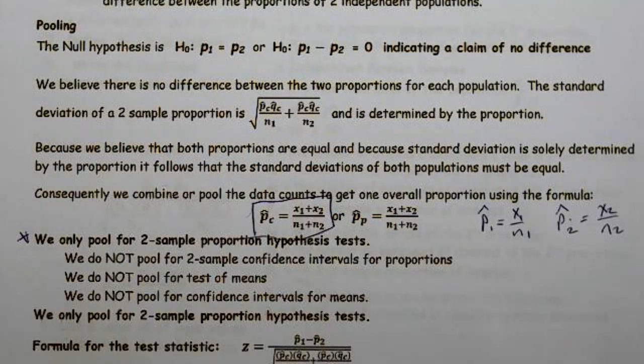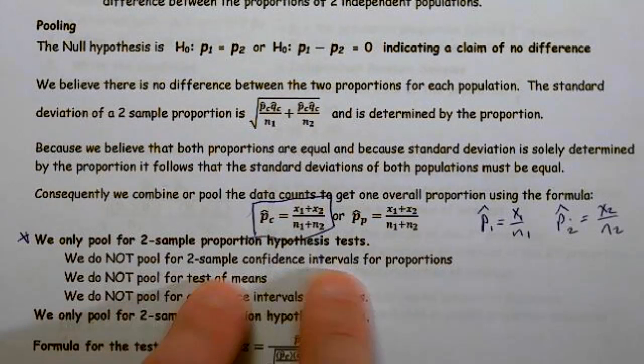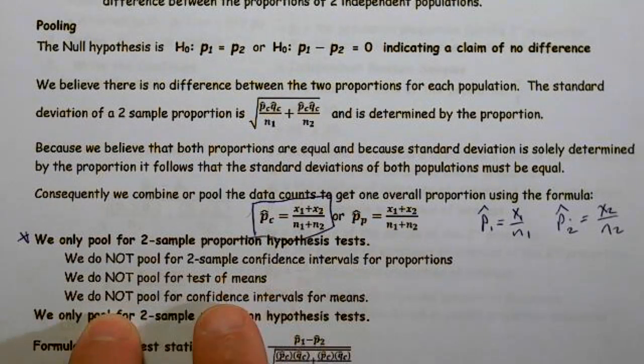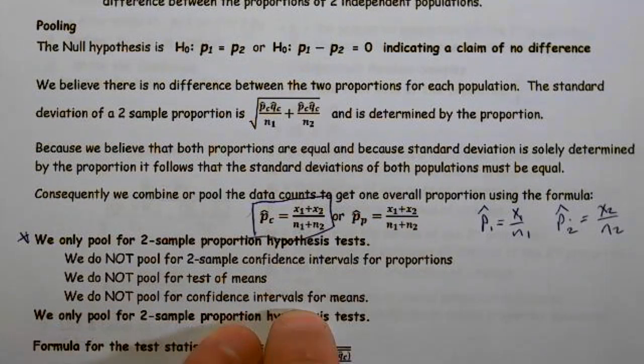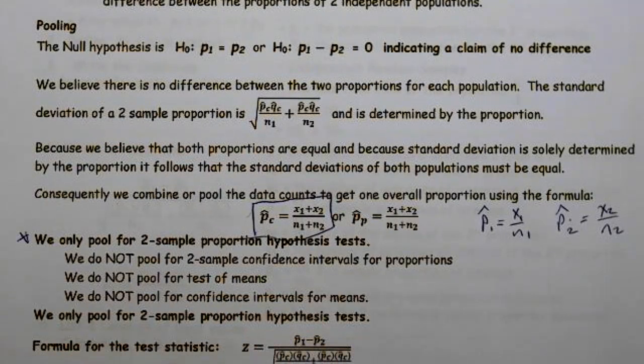So we only pool, this is super important. We only pool for two sample proportions for hypothesis test. We do not do it for confidence intervals. We do not do it for test for means. We do not pool for confidence intervals for mean. We only pool for two sample proportions for hypothesis test. That's the only thing we're going to pool for.